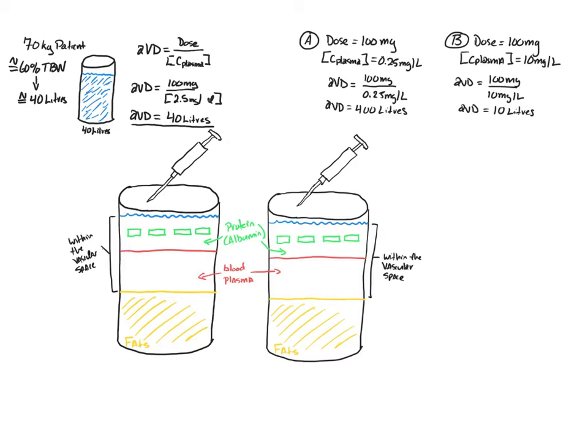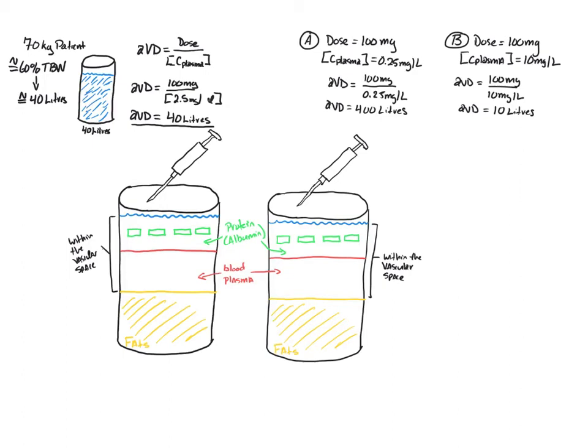And that's more or less what we'd expect, right? If I evenly dissolved 100 milligrams of something in 40 liters of water, I would expect a volume of distribution of 40, because it's evenly distributed throughout that whole 40 liters.